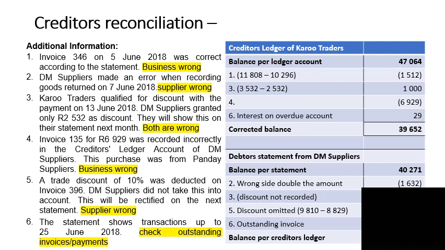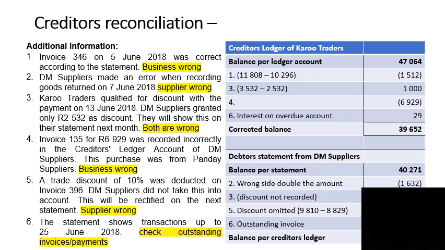Transaction 5, a trade discount of 10% was deducted on invoice 396. DM Suppliers did not take this into account. This will be rectified on the next statement. It therefore means the supplier is wrong. We gave ourselves discount. The supplier confirms that even though he did not record, he promises to rectify that next statement. But we are not going to wait for next statement. Our account must balance now. So we are going to show him that you are wrong by taking this amount to the creditors reconciliation statement.